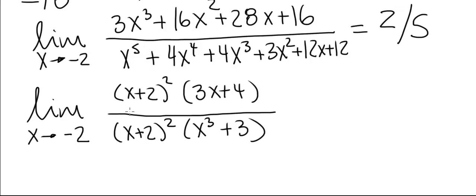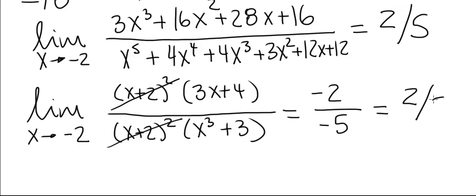Now you can see the reason we had 0 over 0 is because of x plus 2 over x plus 2, and because of the square in the numerator and denominator, you can now see why L'Hopital's rule had to be applied twice. It had to be applied each time to eliminate a power of x plus 2. We can now cancel x plus 2 over x plus 2. Plug in minus 2 into the numerator. We get minus 6 plus 4, which is negative 2, divided by, in the denominator, minus 8 plus 3, which is negative 5. And of course, we get the same answer of 2/5.